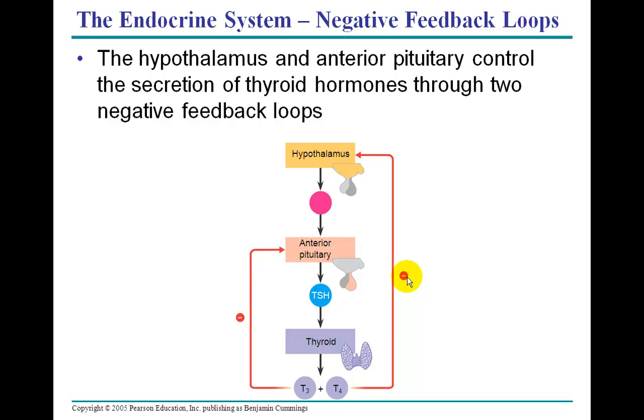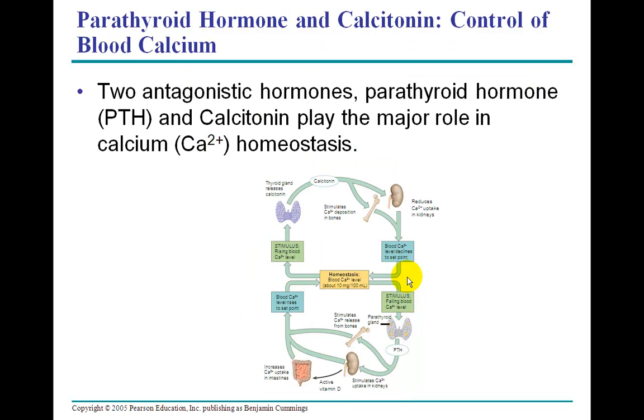T3, on the other hand, deals just with the anterior pituitary. The hypothalamus is not directly involved in this, and if there's too much T3 in the bloodstream, the anterior pituitary gland is going to send out thyroid stimulating hormone, and it's going to instruct the thyroid gland to store T3 in the thyroid gland, and there are special cells where that happens.